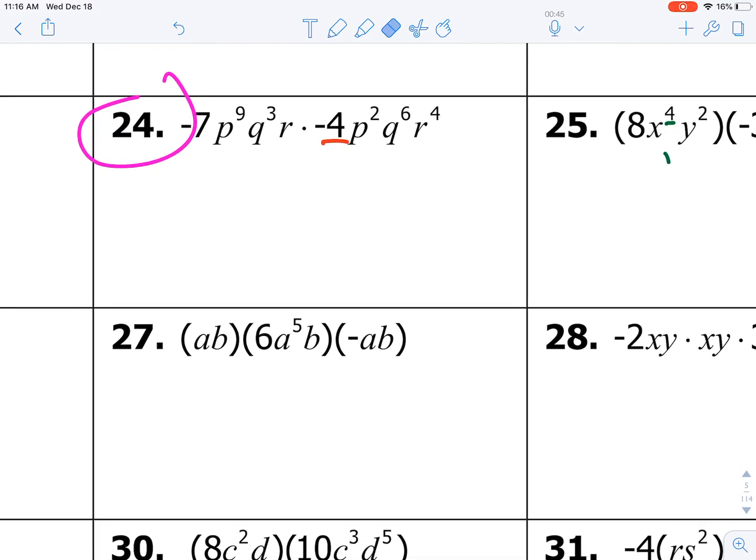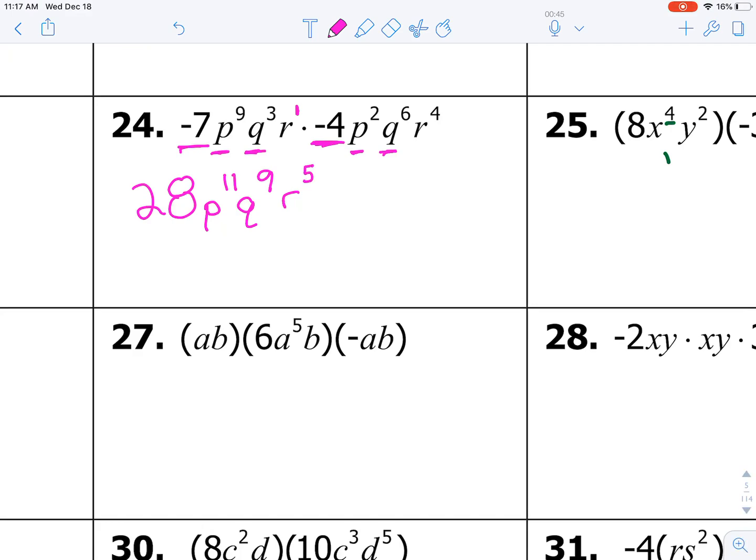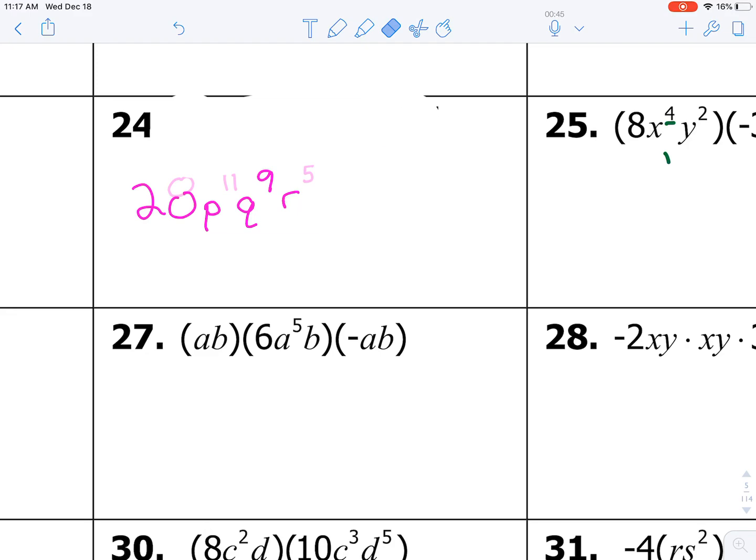24 is definitely a level 3 type. So I'm going to multiply my numbers, and a negative times a negative is a positive. And then p to the 9th and p squared adds to p to the 11th. And then q cubed and q to the 6th. And then for the r's, remember there's really a 1 here, okay? We don't write it because if we wrote that every time, it'd be really time consuming. But it's 1 plus 4 for 5.